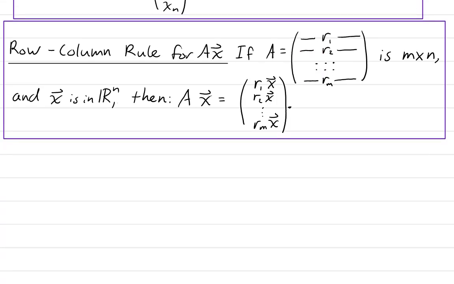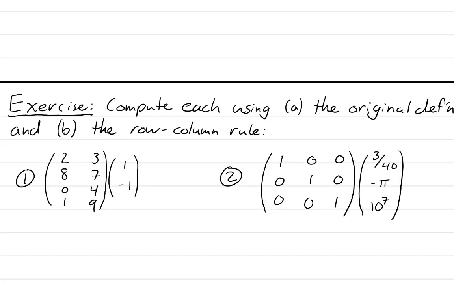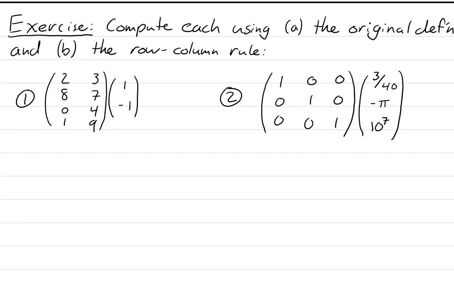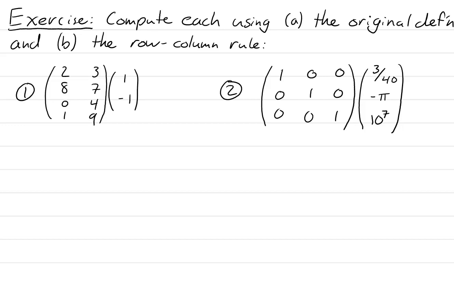So let's look at an exercise for you to do. This is for two reasons. One, to check that you understand this notation, and two, to help you convince yourself that the original definition and this row-column rule will give you the same result. So let's pause it here, because the answers for you to check will appear in a moment.